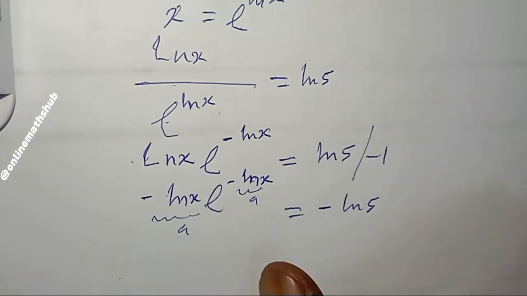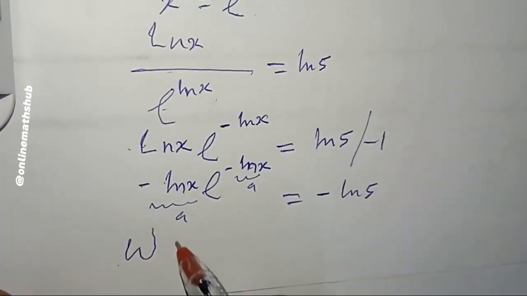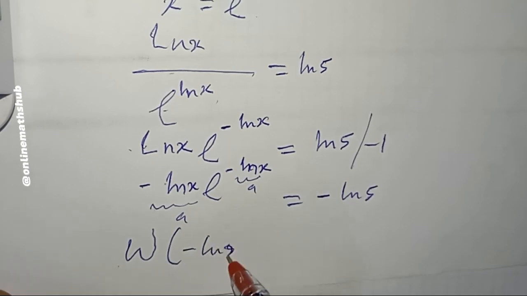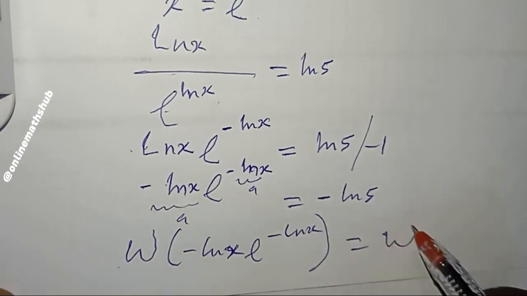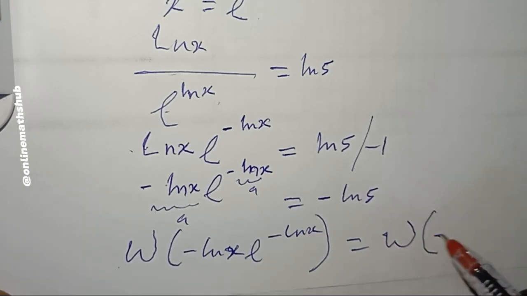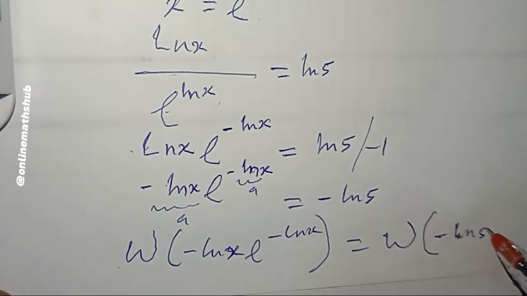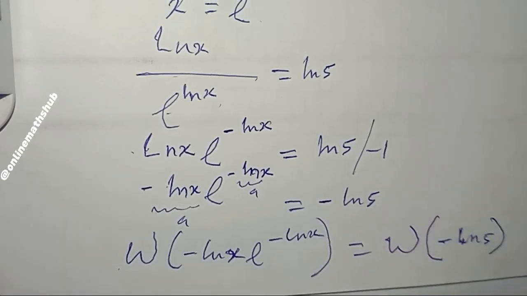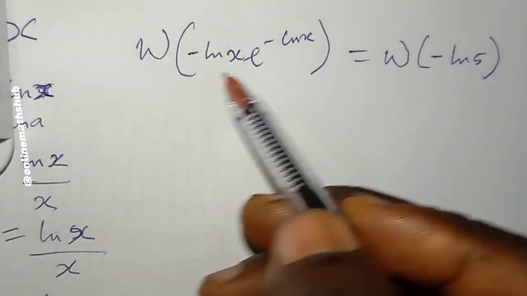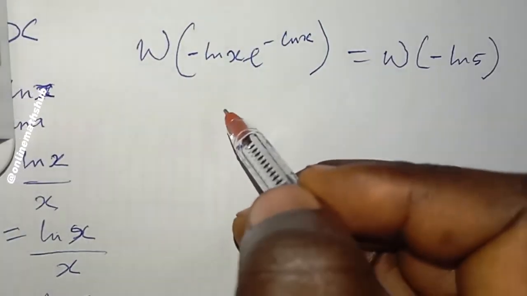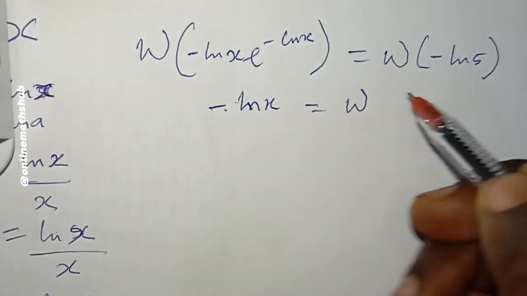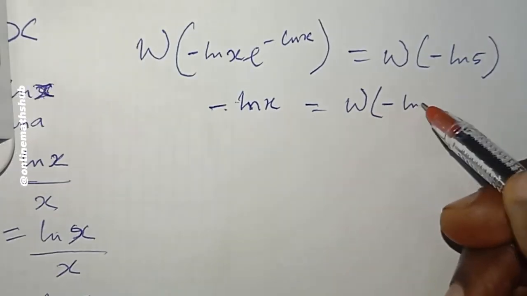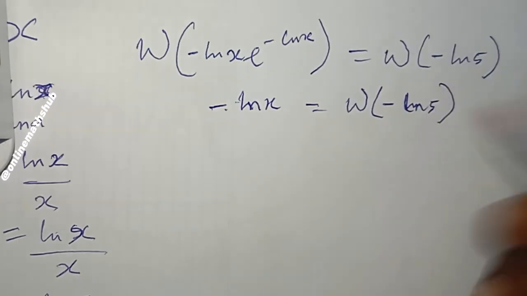And that being the case, I'm going to apply the Lambda function to natural log of x exponential minus natural log of x is equal to the Lambda function of minus natural log of 5. Okay, so that's what we have, and then of course we can proceed from there. So this whole left hand side now collapses to minus natural log of x is equal to the Lambda function of minus natural log of 5.